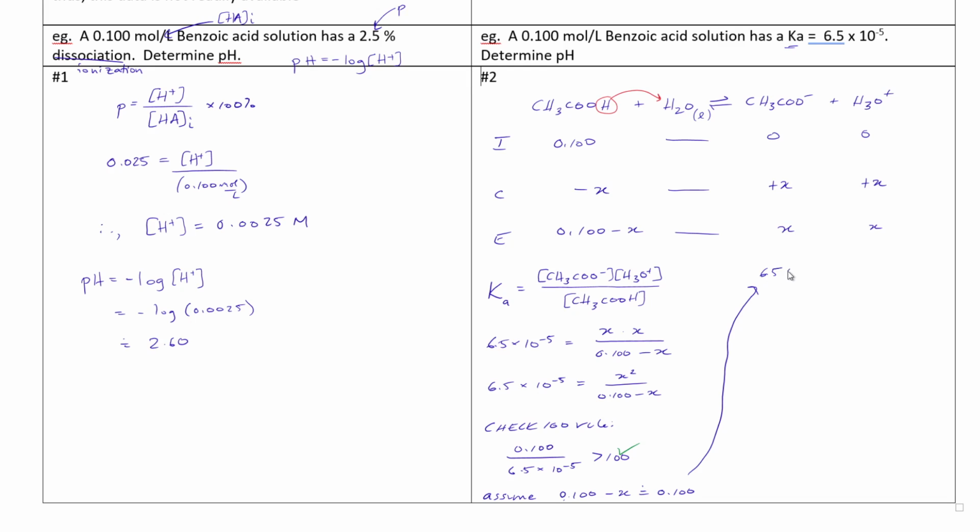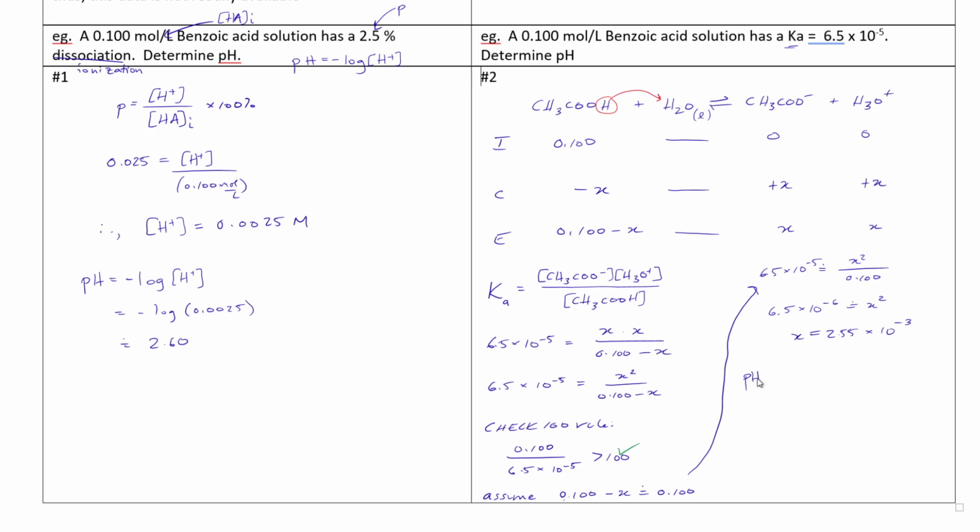So 6.5 times 10 to the negative 5 is equal to x squared all over 0.100 based on my assumption. So I'll put a little dot over the equal sign there to indicate that it is an approximation. I bring the 0.1 over to this side, so 6.5 times 10 to the negative 6 is approximately equal to x squared. And then when I square root both sides, I'm going to end up with x equal to plus or minus 2.55 times 10 to the negative 3, which I can immediately discard the negative value because I cannot have negative concentration. So I'm only going to take the positive value.